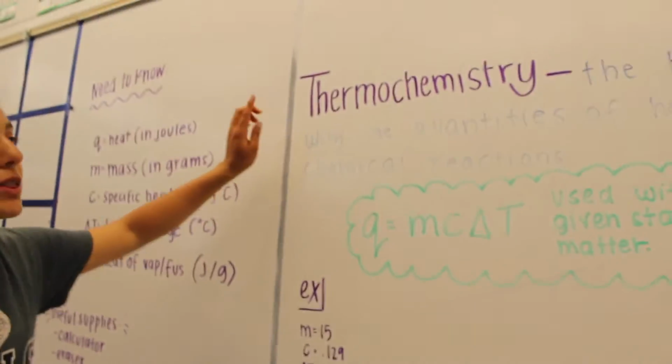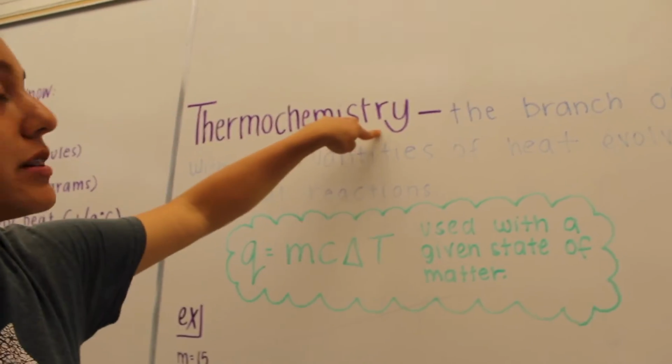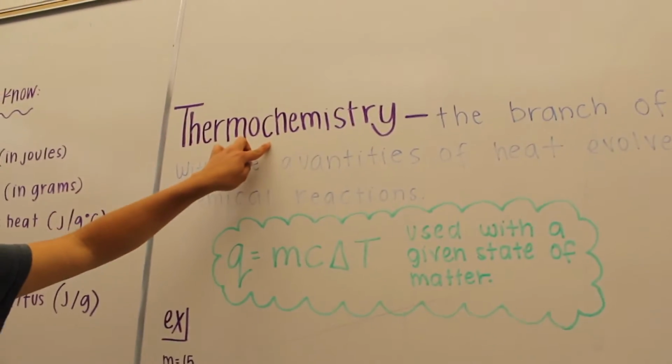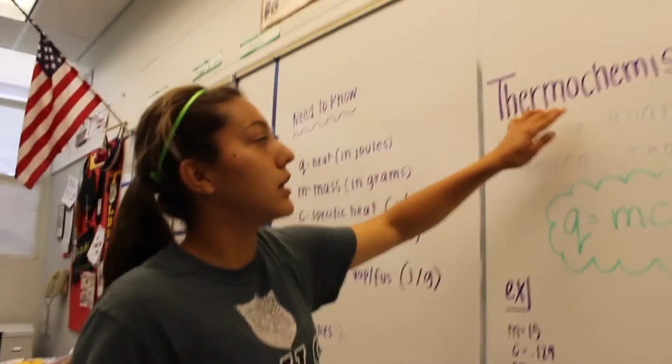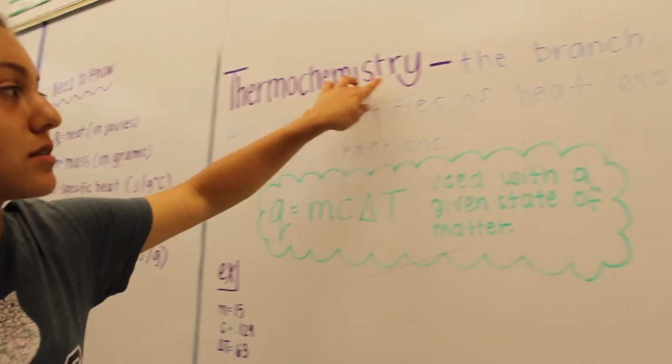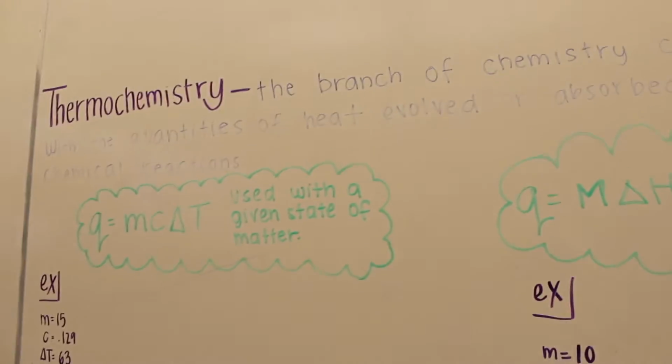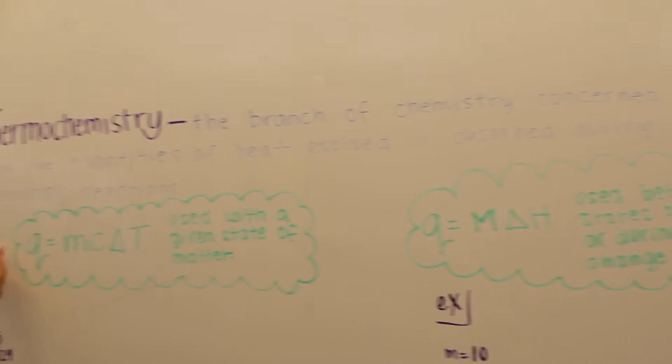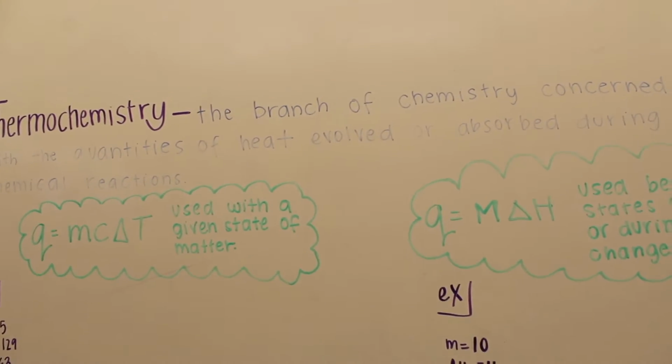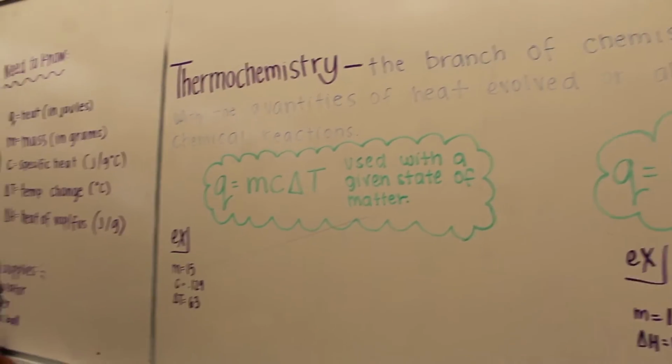So today we're going to talk about thermochemistry. It's thermo, which is like hot or cold, and chemistry, which is the type of science. So thermochemistry is the branch of chemistry concerned with the quantities of heat evolved or absorbed during chemical reactions.